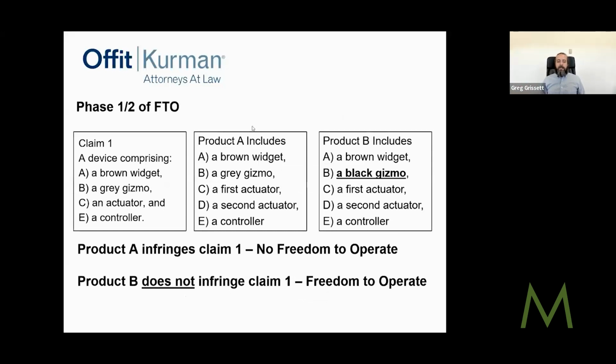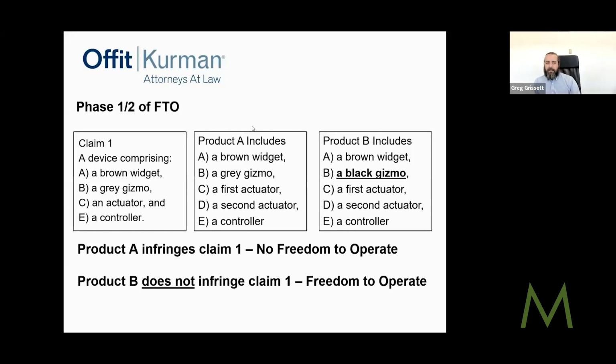Now, we're getting a little bit in the weeds here, but phase 1 or phase 2 of the FTO goes something like this. Claim 1 of your patent is a device. It has a brown widget, a gray gizmo, an actuator, and a controller. Product A has a brown widget, a gray gizmo, a first actuator, a second actuator, and a controller. Product A infringes claim 1. It doesn't matter that there are 2 actuators in the product. The claim only requires 1, and you have every other limitation in your product. So there's no freedom to operate there.